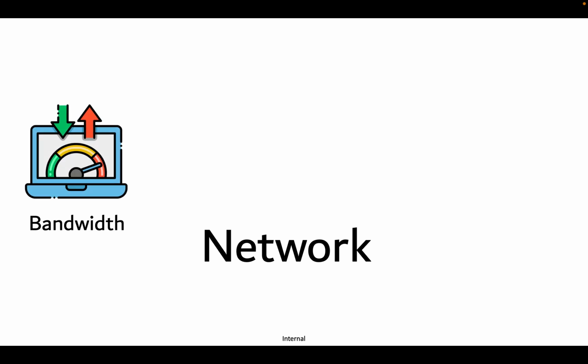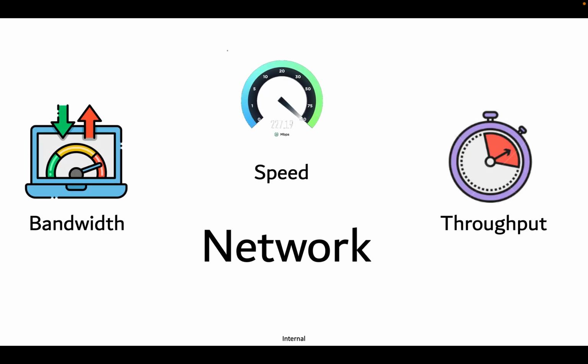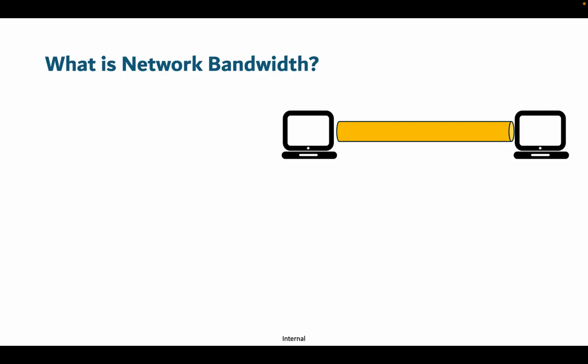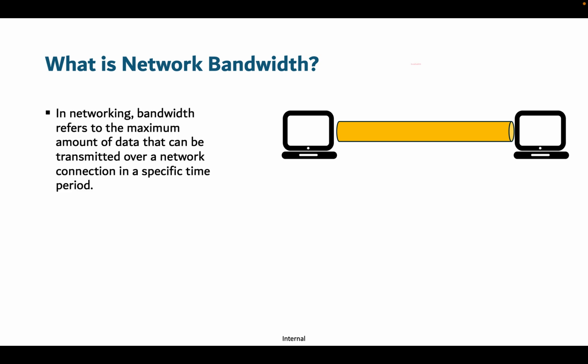In this session, I will discuss network bandwidth, network speed, and network throughput. As you know, in networking, bandwidth refers to the maximum amount of data that can be transmitted over a network connection in a specific time period. It is measured in bits per second or its multiples like Kbps, Mbps, or Gbps.